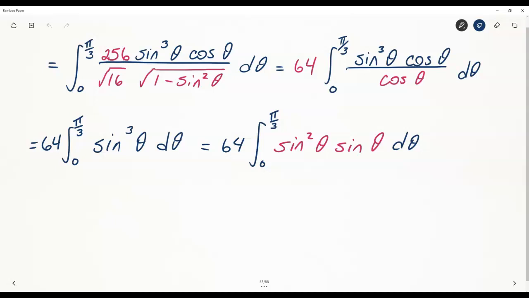Okay? Now, you talk me through it. Why did I break off a factor of sine? What am I going to do from this step? Make it in terms of cosine. Take the rest of the factors of sine and put them in terms of cosine. So 1 minus cosine squared. That's the next step.